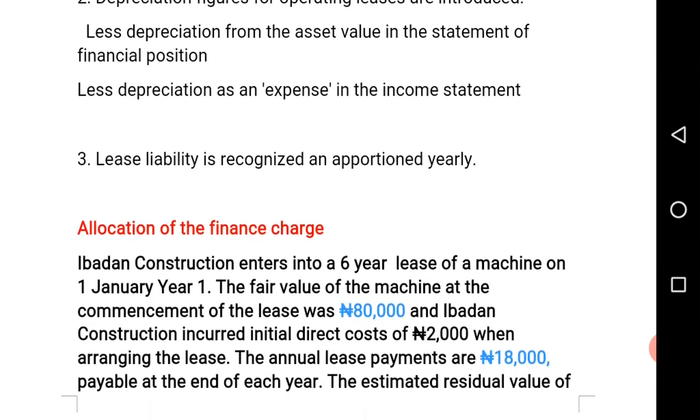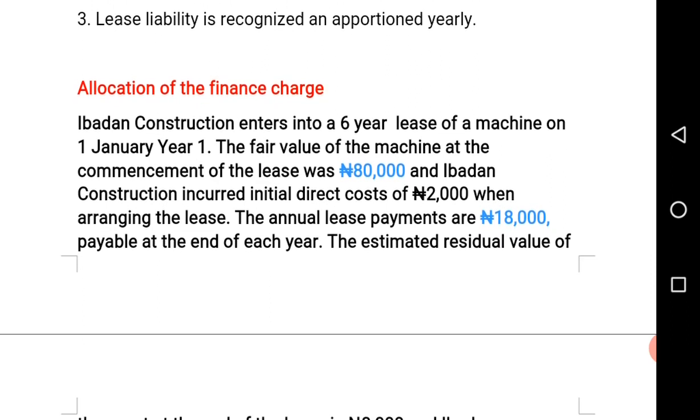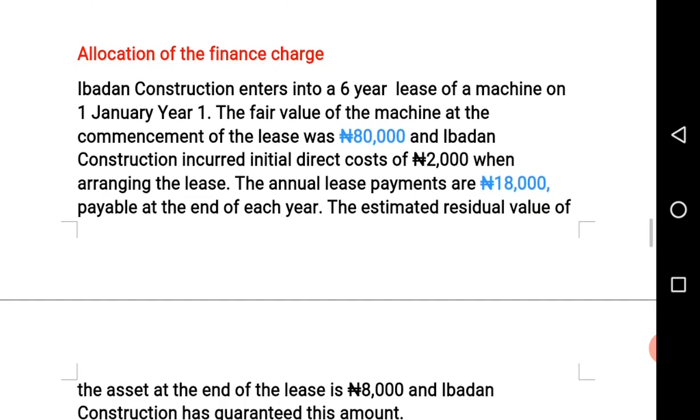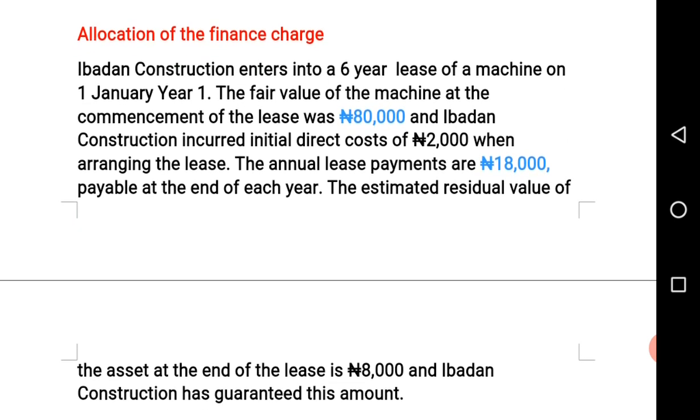So we'll go to the second example, and this example came out in our part 2. We treated it, but it was under finance lease. But now that the treatment of finance lease is similar to operating lease, we could make some adjustments and treat it to know how the treatment works in the new operating lease. So it says Ibadan Construction enters into a 6-year lease of a machine on 1st January year 1. The fair value of the machine at the commencement of the lease was 80,000 naira, and Ibadan Construction incurred initial direct costs of 2,000 naira when arranging the lease.